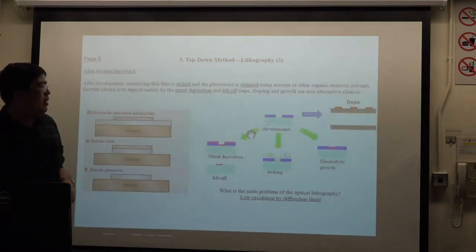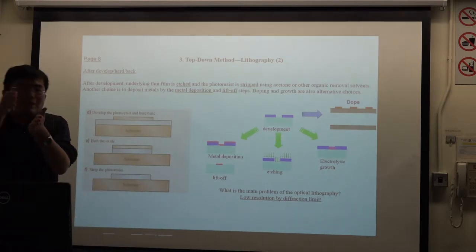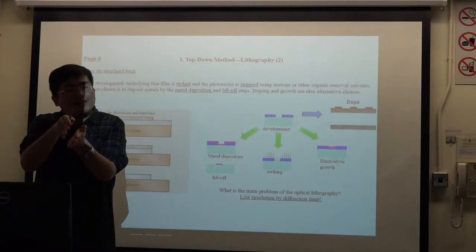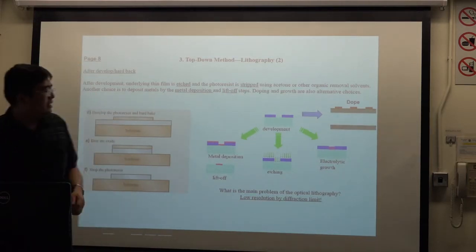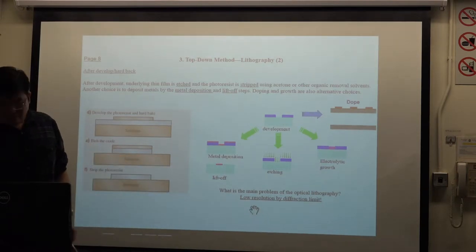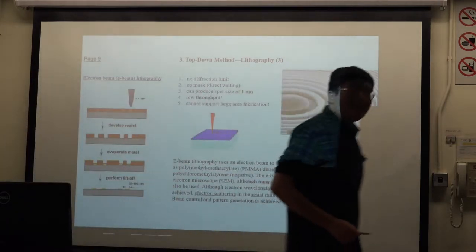But the main problem of optical lithography is the diffraction limit. You should use very short optical wavelengths to make the resolution high enough, and they cannot be cheap. So it's a low resolution. Okay, low resolution. So the E-beam is very famous, but very expensive.